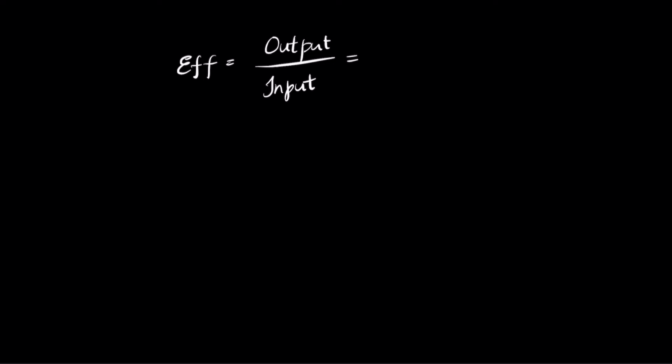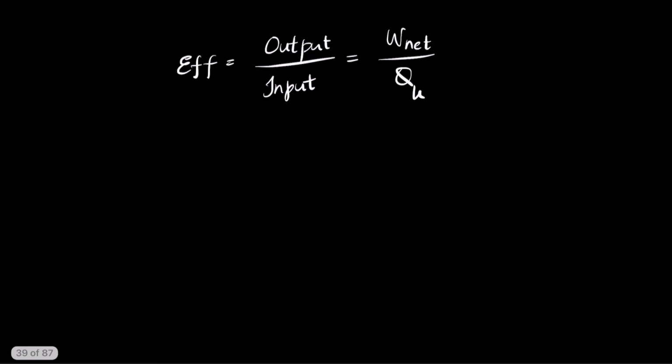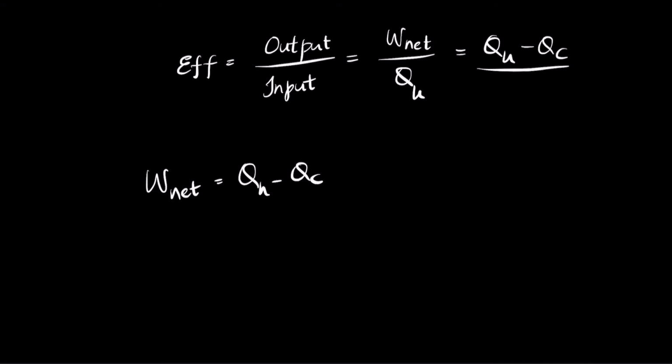So the output here is the amount of work done, over the input here, which is the amount of heat that is transferred. We know that the amount of net work done can be written as QH minus QC. So from this you can write QH minus QC by QH. When you further simplify, you can write it as 1 minus QC by QH.